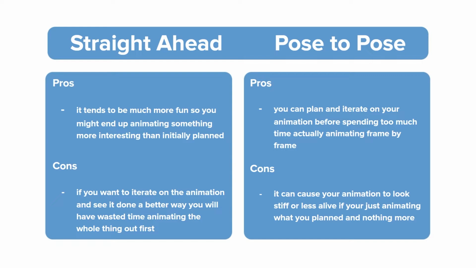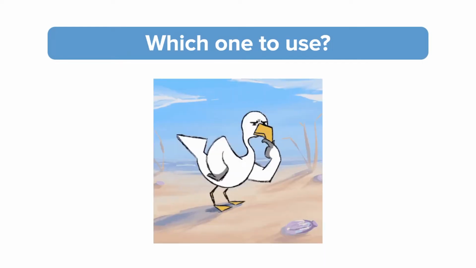For pose to pose, the benefit is that you can plan and make iterations of your animation before spending too much time actually animating frame by frame. The bad thing about pose to pose is that it can cause your animation to look stiff and sometimes less alive if you're only sticking to your original plan. So which one should you use?